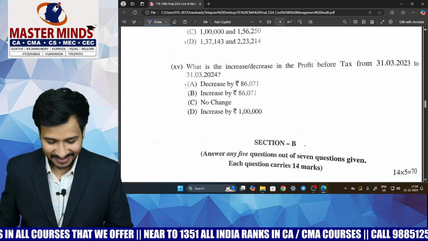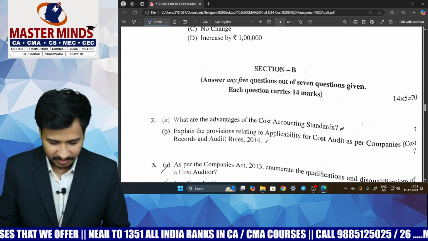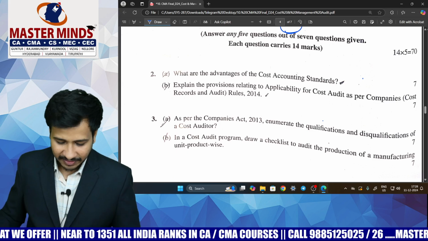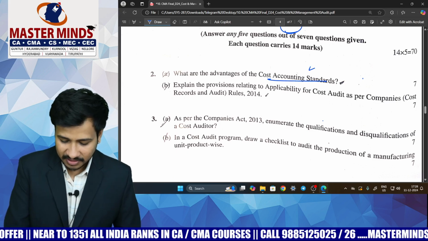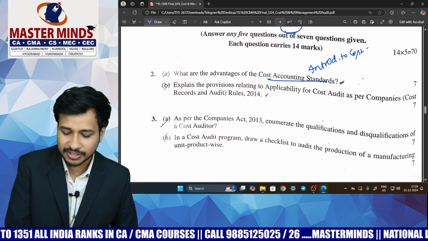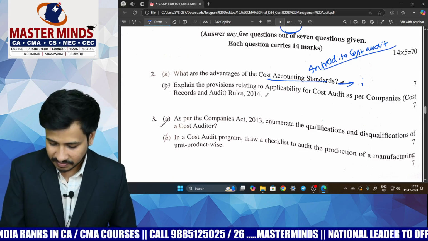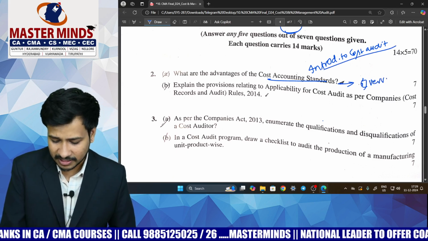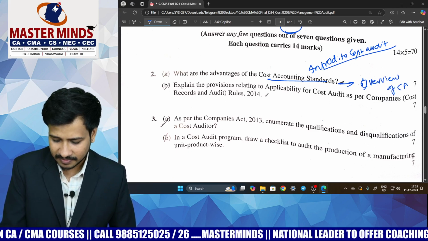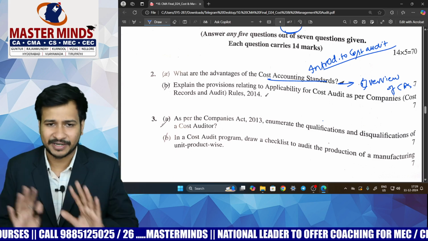Very simple. Let me move on to question number 2, that's the main part. What are the advantages of cost accounting standards? This is actually covered in introduction to cost audit in the institute material, but we have covered the same in the overview of cost accounting standards in Masterminds material, since this relates to that particular topic.